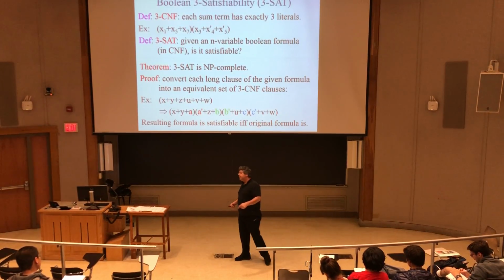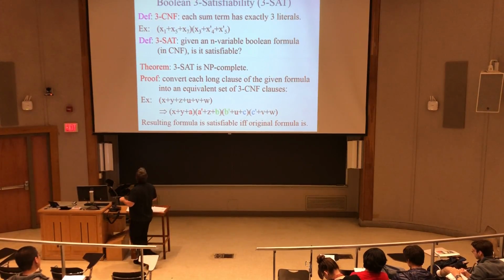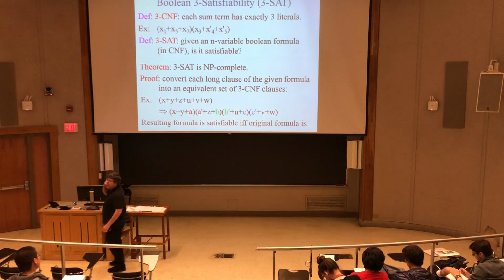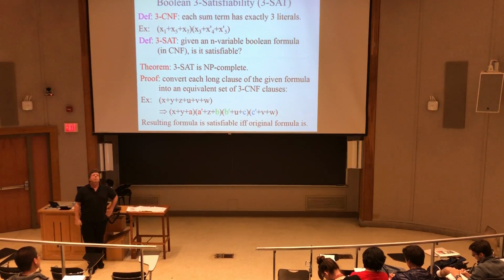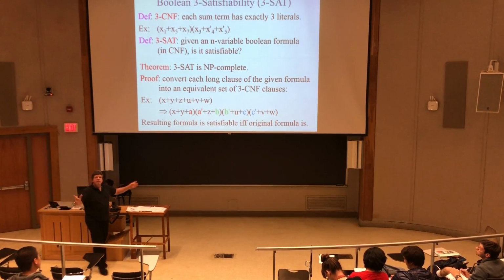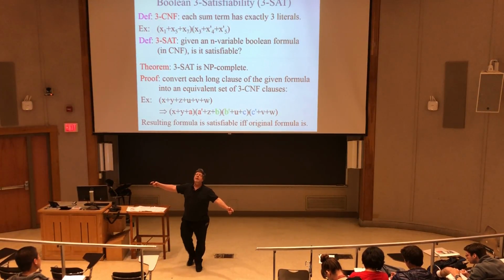All of NP reduces to SAT by Cook's theorem, and SAT reduces to 3-SAT by this result here. So all of NP reduces to 3-SAT, which makes 3-SAT NP complete. So we've composed these two reductions, this theorem's reduction with this reduction. By composing the reductions, we have one bigger, end-to-end reduction.